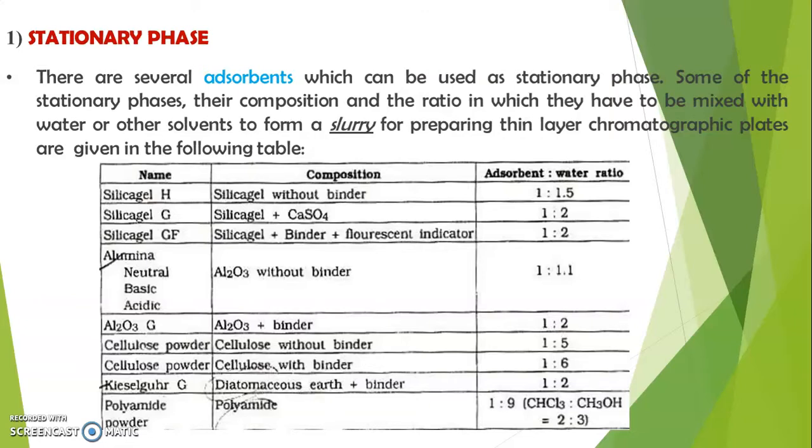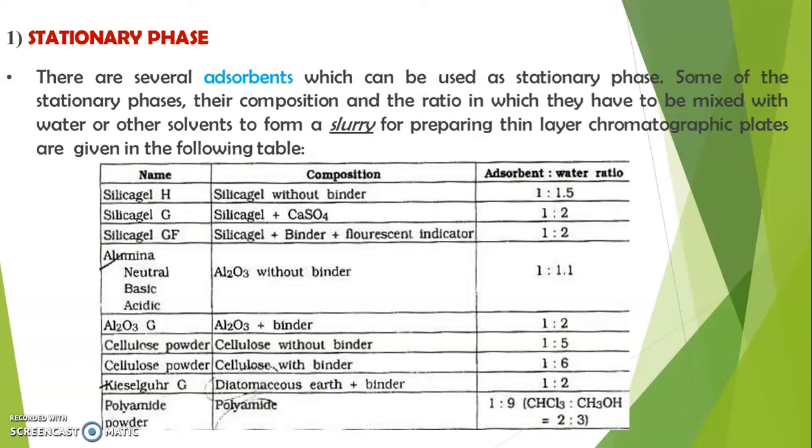So during the performance of thin layer chromatography, there are various components. So the very first is the stationary phase. There are several adsorbents which can be used as a stationary phase. Some of the stationary phases, their compositions and the ratio in which they have to be mixed with water or other solvents to form a slurry for preparing thin layer chromatography plates are given in the following table.